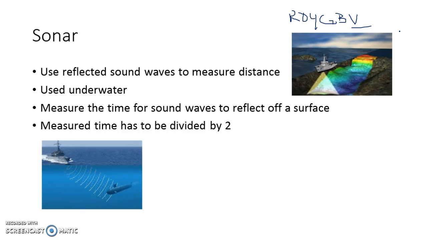And how they use this is they send out these sonar waves, and they wait to see the time it takes for it to reflect off of a surface. Now, that's going to count for the time it takes to get to the surface of an object and the time it takes to get back to the detector, which means that you have to take that time and divide it by 2 in order to figure out the distance that the object is away.